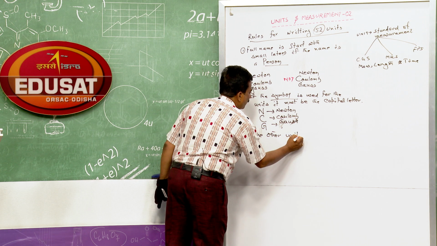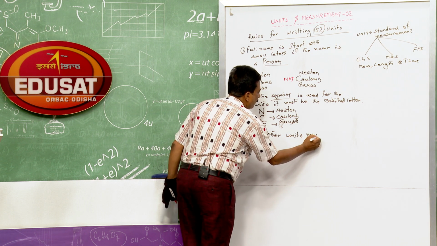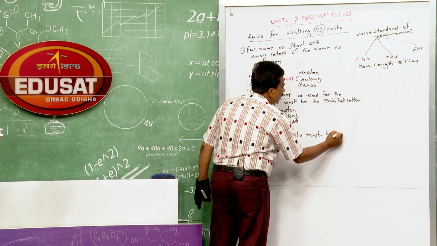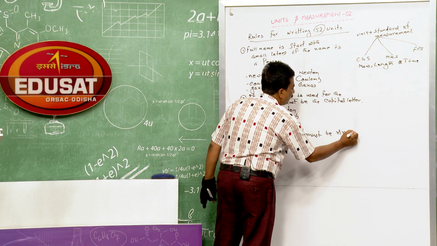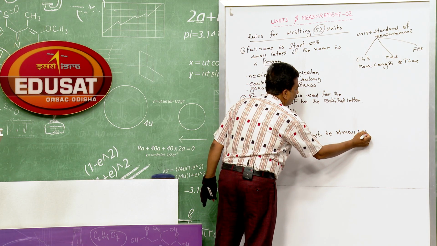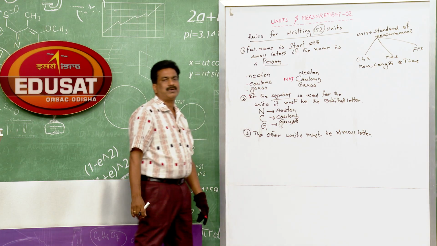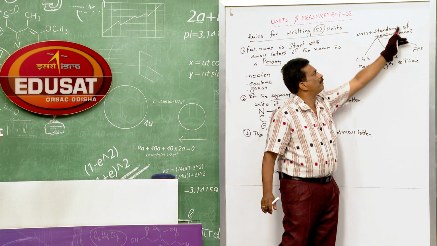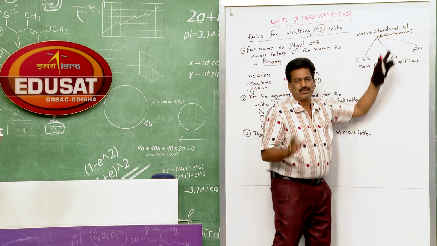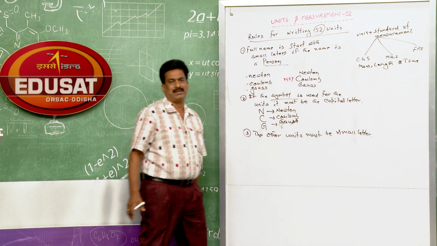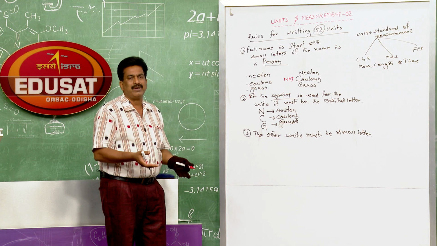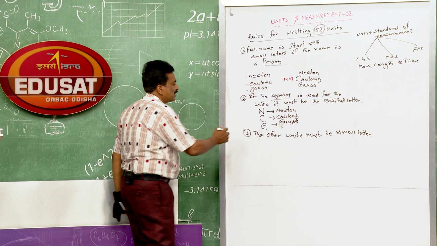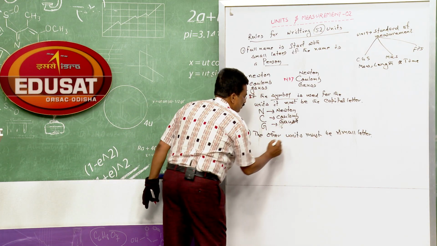units must be in small letter. The other units must be in small letters. A unit is nothing but the standard of measurement. Suppose we are measuring length. So, length is in meter or centimeter. Likewise, we have to use small letters for the other units.